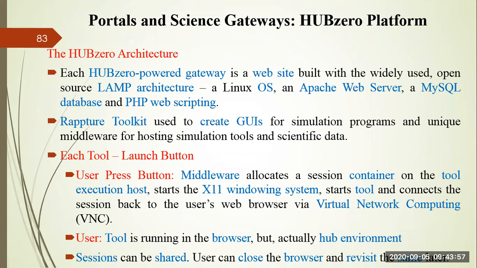So each HUBzero powered gateway is a website, right? This website is built with the widely used open source LAMP architecture. Those who are using the Linux operating system may be aware of this LAMP architecture. This LAMP architecture requires a Linux operating system, Apache web server, MySQL database and PHP web scripting, right? So HUBzero uses the LAMP architecture. It also uses the Rapture toolkit, as I told you, to create graphical user interfaces. If a GUI is there, then it is fine. If a GUI is not there, then you can take the Rapture toolkit to create the graphical user interfaces.